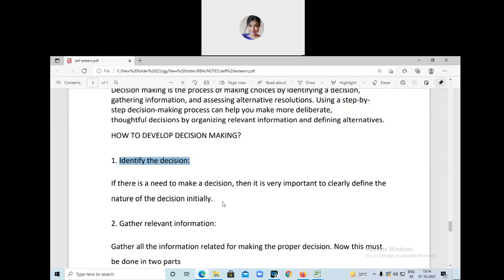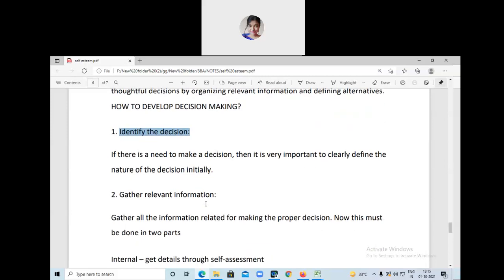So when you plan to do something, you must first of all identify what you exactly want to do, in order to take the correct decision. The next point is to gather relevant information. Once you have identified what you actually want to do, then you need to gather the information related to the decision, related to what you actually want to do.